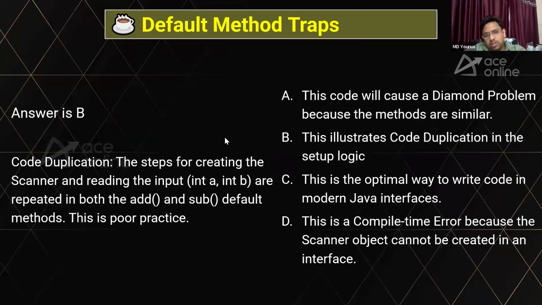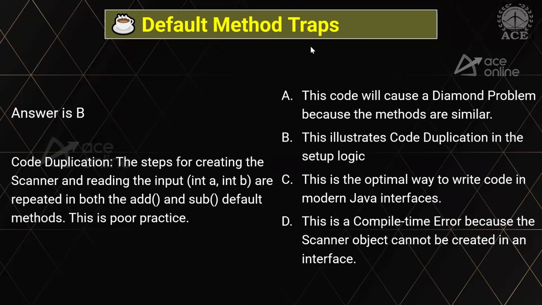So option B is correct because of code duplication: the steps for creating the scanner and reading the input are repeated in both add and subtract methods. So this is a poor practice. All other options are wrong. Option B is the correct answer. Now I wanted to see from you all what the solution for this will be. What do you think? How can we actually provide a solution?